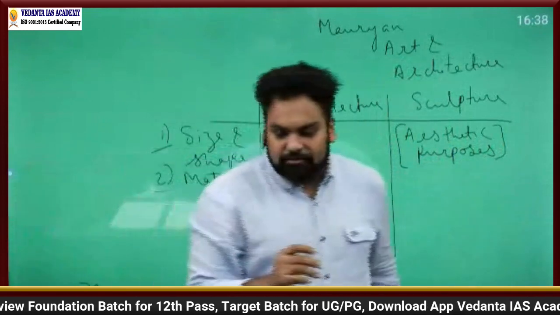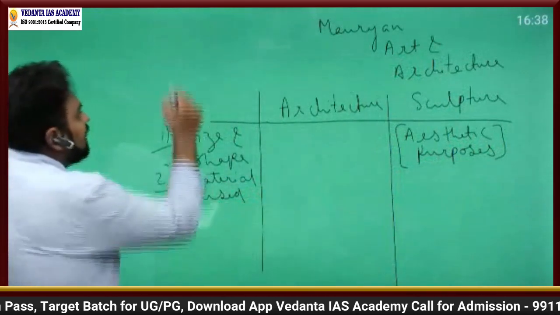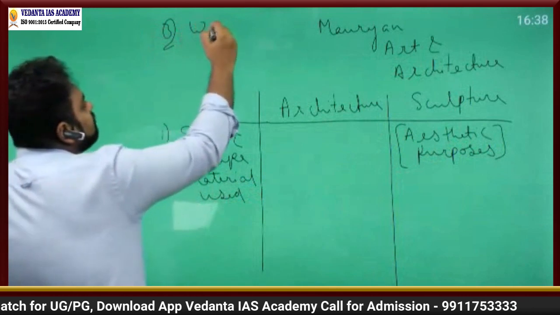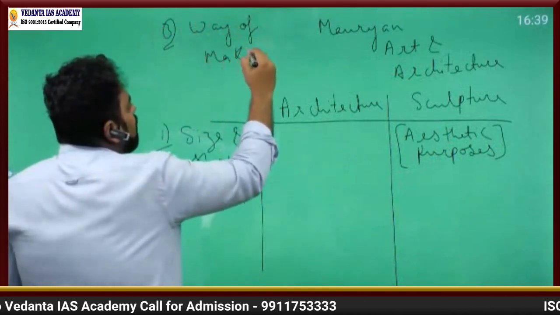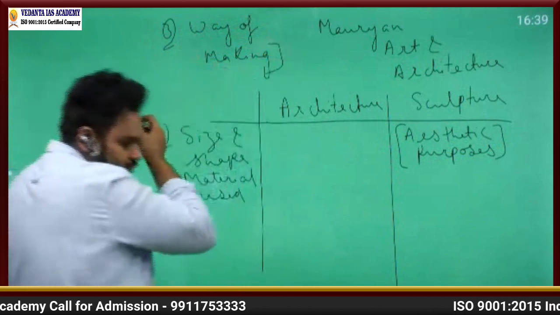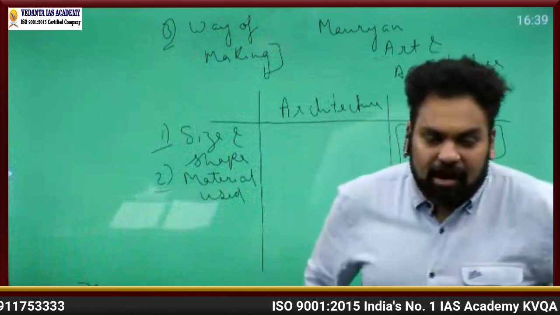Third difference is about the way of making. I'll just write it here. Way of making. बनाने का तरीका क्या है?